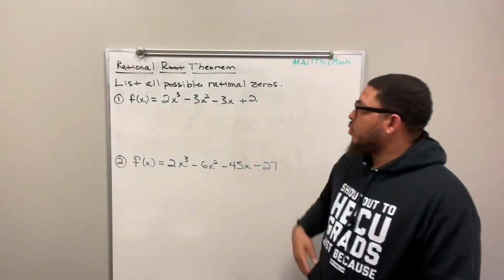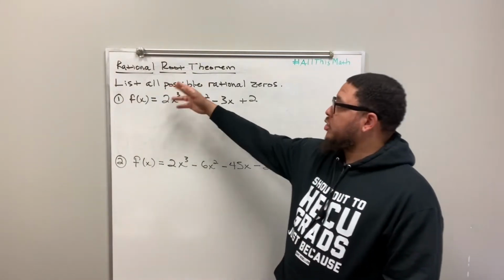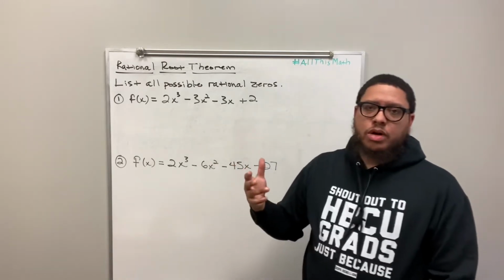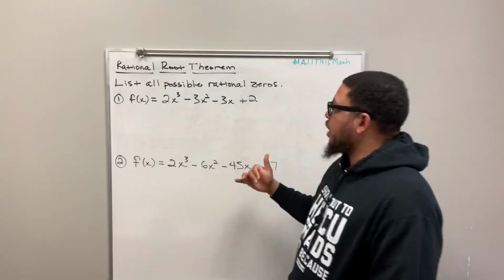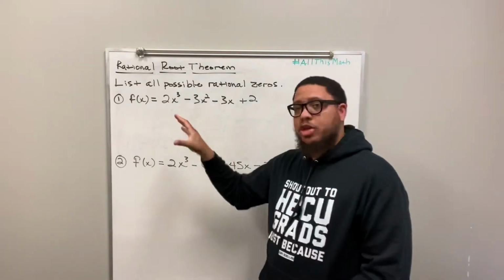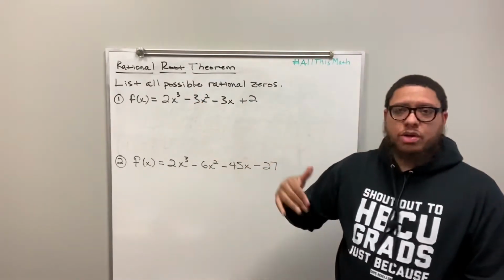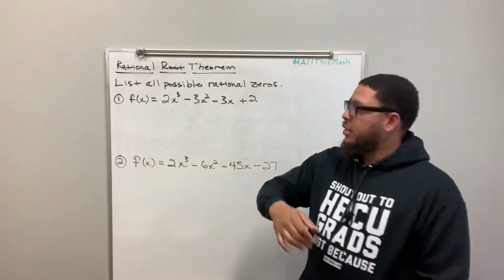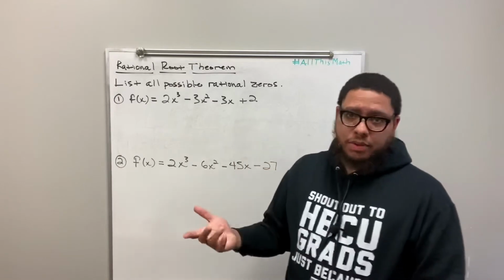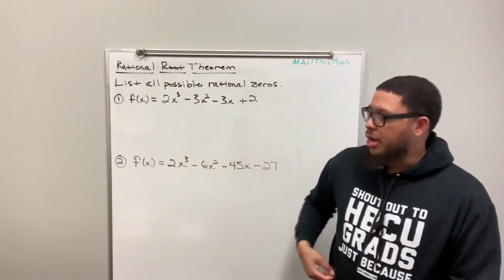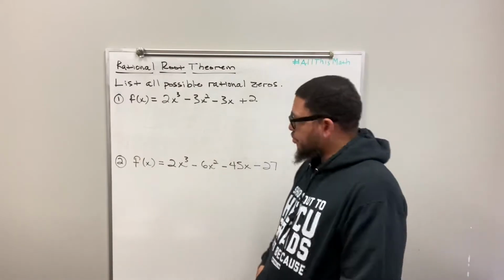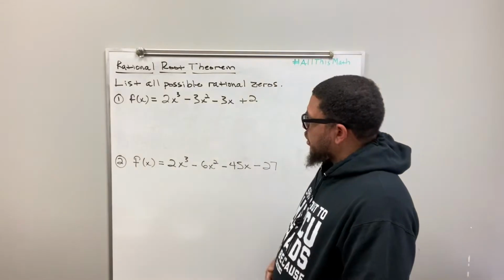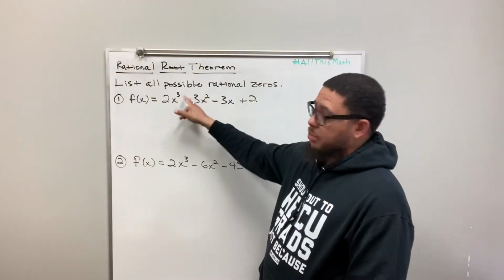All right? So the instructions say to list all the possible rational zeros. Now, zero is just another word for a solution or an intercept. It's called a zero because it's the value of x when y is 0, if you were to graph this. So basically, it's the x-intercept, or the solution to an equation. And there will be multiple solutions in these types of equations, because as you can see, the exponents are bigger than 1.